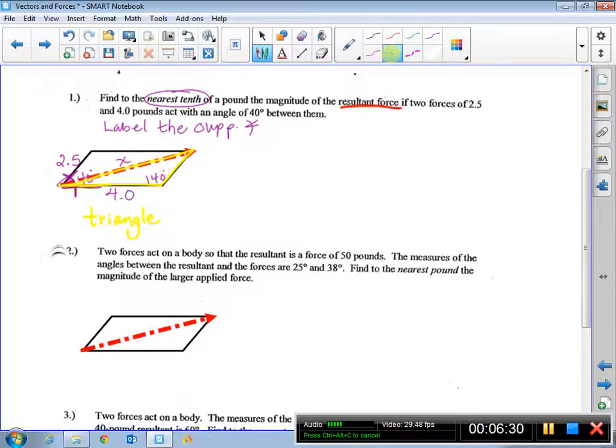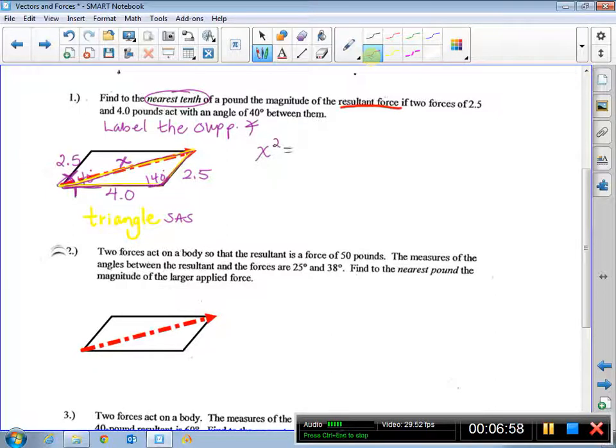So I'm always going to use this bottom triangle if I can. I'm going to label this opposite side 2.5. So in this triangle down here, I'm looking for x. I've got 2.5, I've got 4.0. So what I have is 140, and I'm looking for the side across from it. I have the other two sides. I'm given side, angle, side. So I'm going to use the law of cosines.